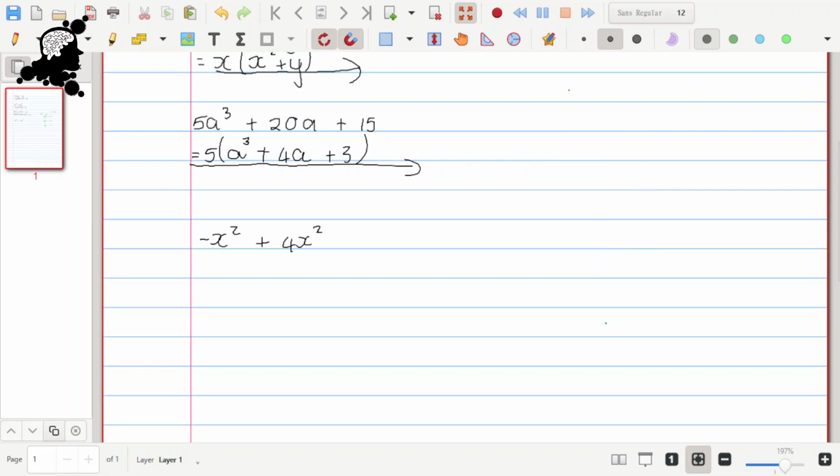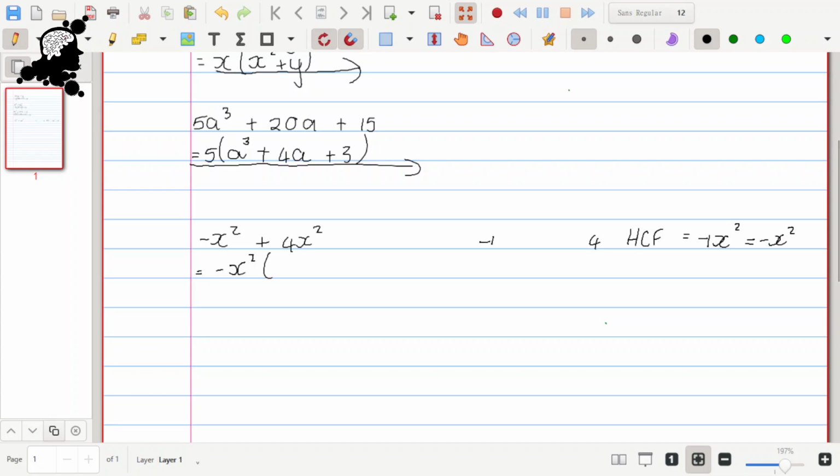Okay, looking at this question that we're on now, we need to check our coefficients. We've got negative 1 and we've got 4. Now, my highest common factor in this case is I can take out positive 1 or I can take negative 1. Let me take negative 1. Now, looking at the variables, I've got x squared in both of them. So x squared will be part of my highest common factor. In effect, I can write this as negative x squared. So let me put my common factor, which is negative x squared.